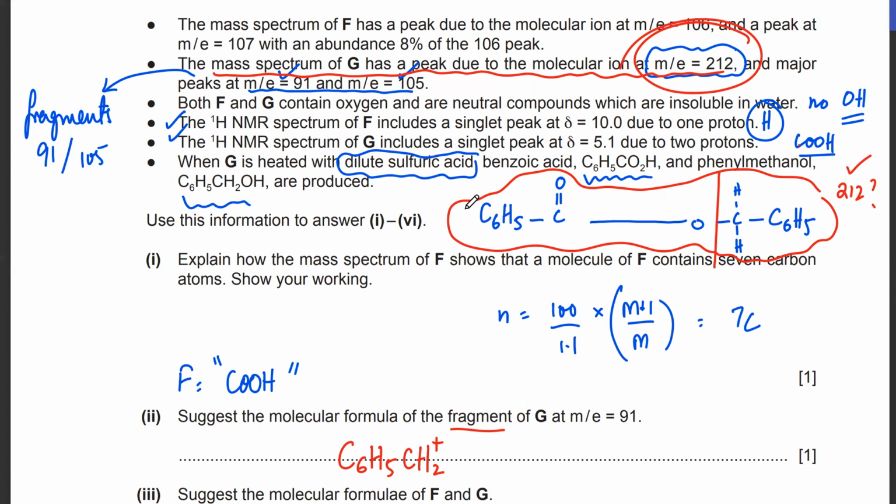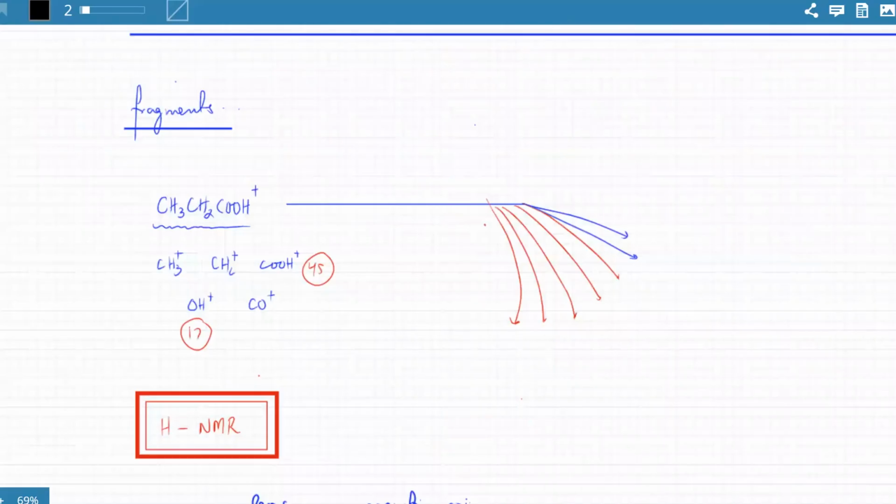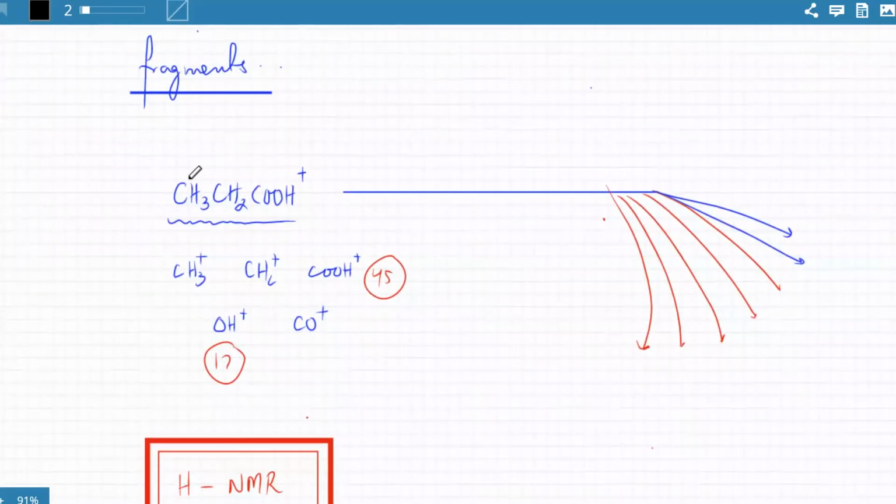Over here, it is an ester. I mean, you don't have a choice. If it's not, you can break the compound anyway. Remember the fragments, like over here, when you're doing mass spectroscopy, you ionize a molecule and you deflect it through a magnetic field, right?